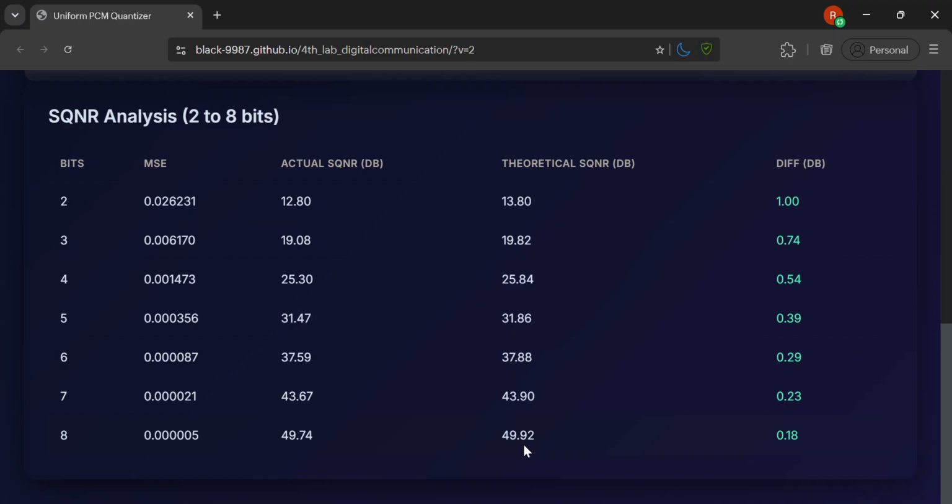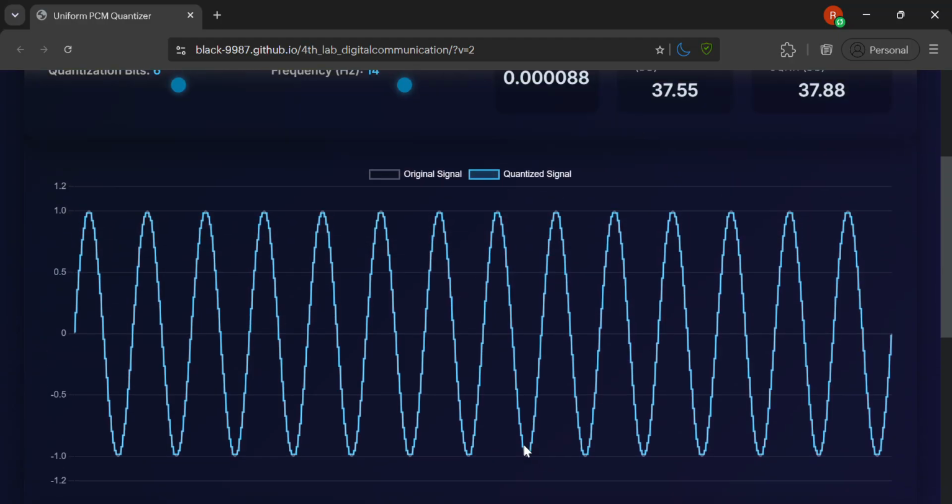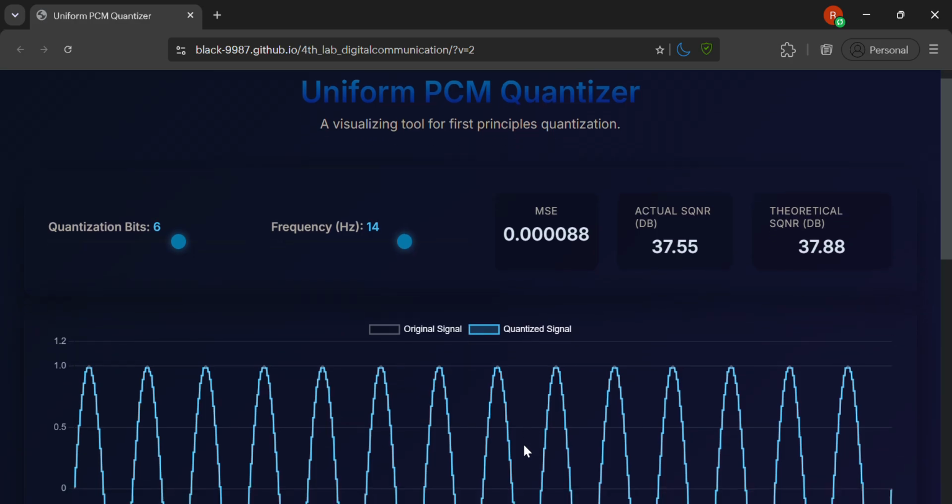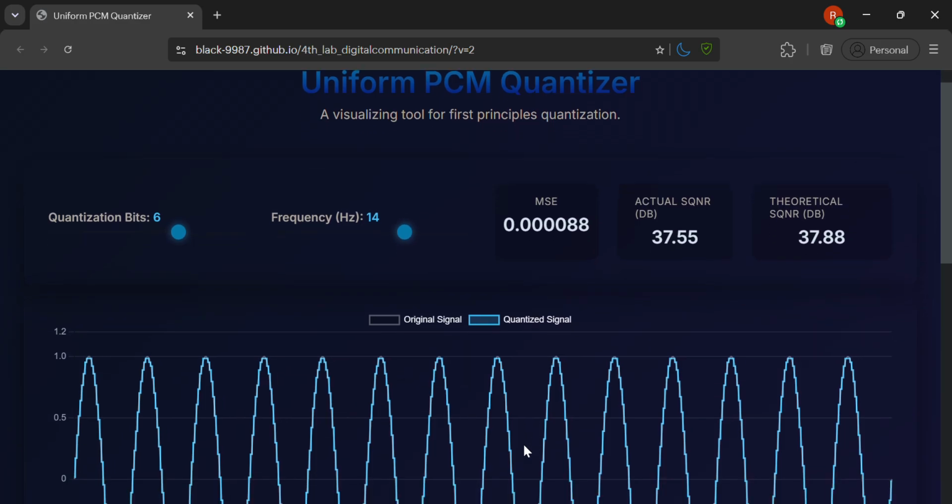Now I'll briefly explain the working of the simulator. First, the website generates a continuous sine wave as the original analog signal. Next, based on the selected number of bits, it calculates the available quantization levels. Every sample of the analog signal is then mapped to its nearest quantization level, producing the staircase waveform.